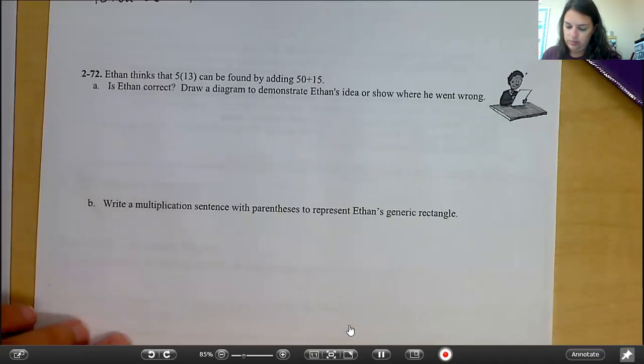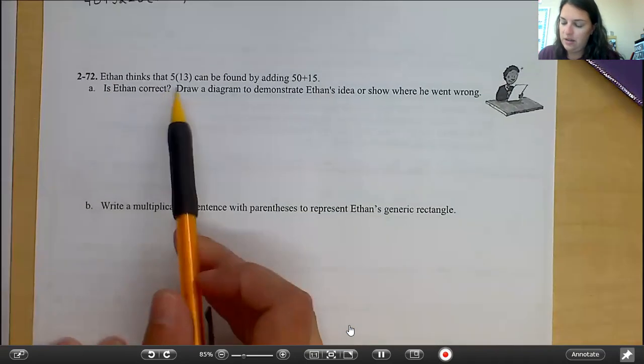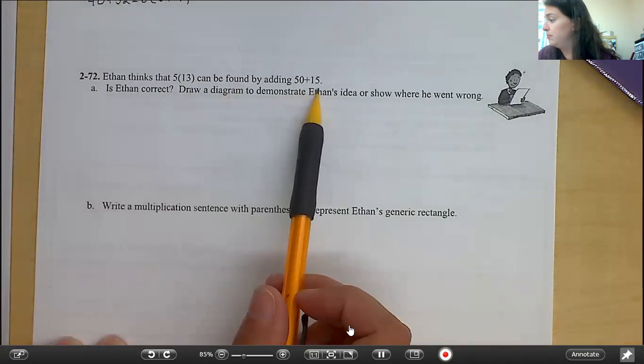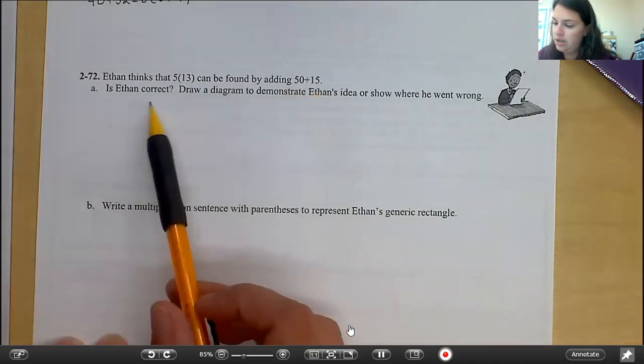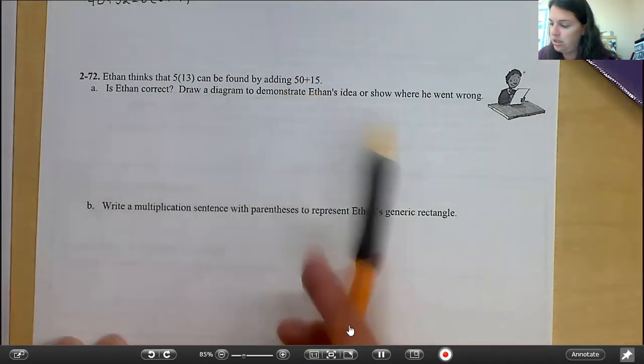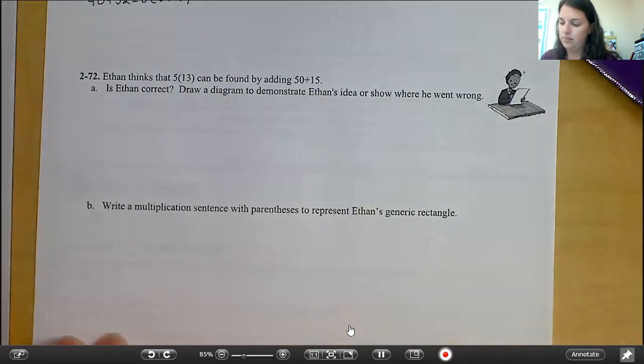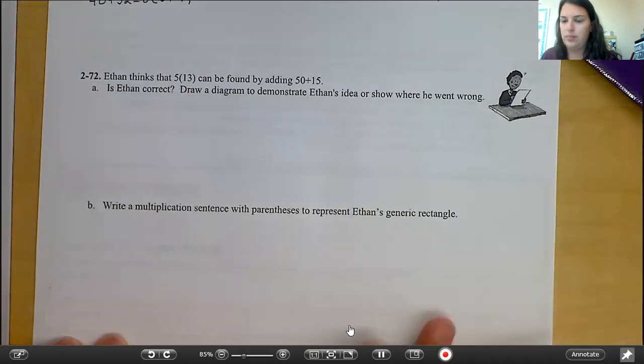272. Ethan thinks that 5 times 13 can be found by adding 50 plus 15. Is Ethan correct? Draw a diagram to demonstrate Ethan's idea or show where he went wrong. So go ahead and work on that. Draw a diagram.